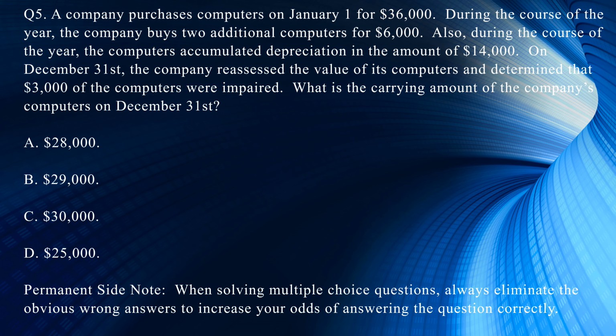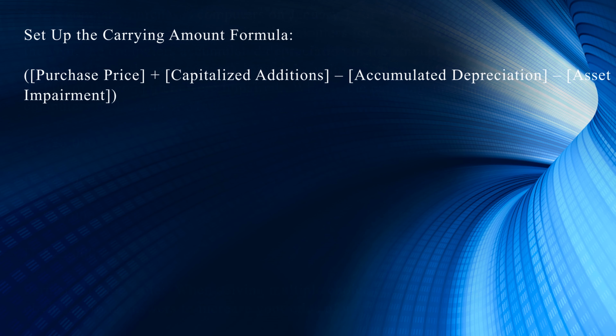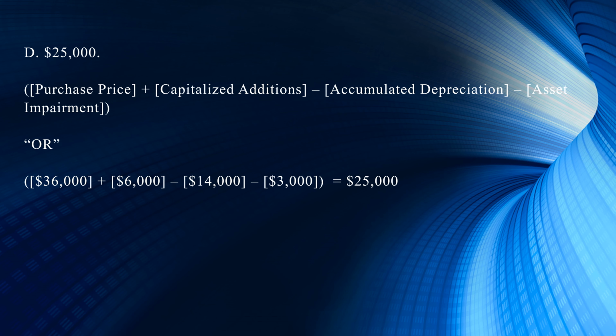So let's set up our calculation for the carrying amount. The carrying amount formula is the purchase price, as we discussed, plus capitalized additions, minus accumulated depreciation, and also minus any asset impairment. So if we plug these numbers in, from the question we knew that the purchase price was $36,000. Also from the question we knew that the capitalized addition, those 2 computers that the company bought during the year, was equivalent to $6,000. So our capitalized additions portion of the equation is $6,000.